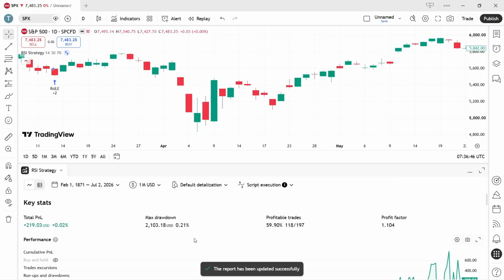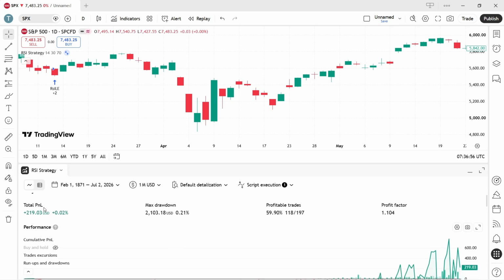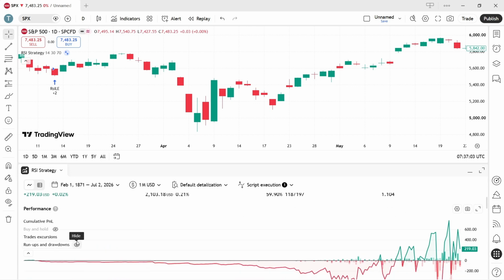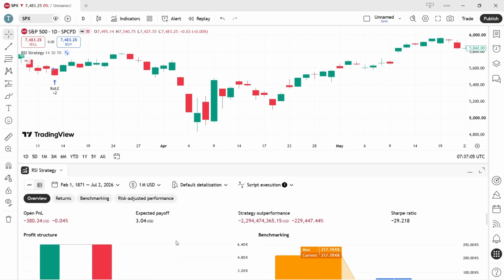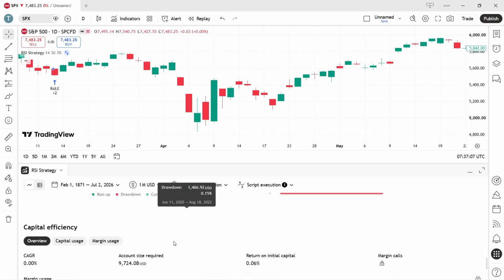chart. Now, after adding this strategy, your strategy tester will automatically be added, which is below this key stats. Everything below that is the strategy tester. It will show the total PNL, max drawdown, profit rates, profit factor, and performances, and everything. You can have all of the data and ideas of the strategy in very full detail.